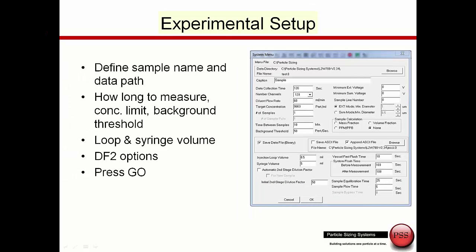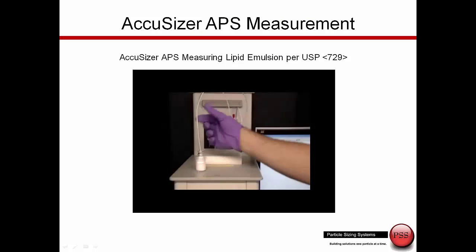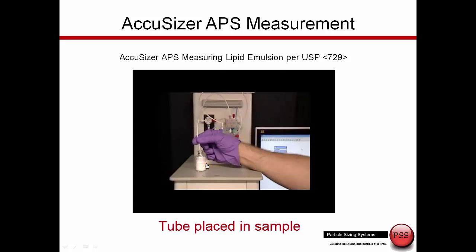So here we've set up the experiment. All we have to do now is press go and let the instrument perform the automatic measurement. What I'm going to show here is a video performing the measurement. This sample is actually a lipid emulsion. And you see here we're aspirating the sample up into the loop.